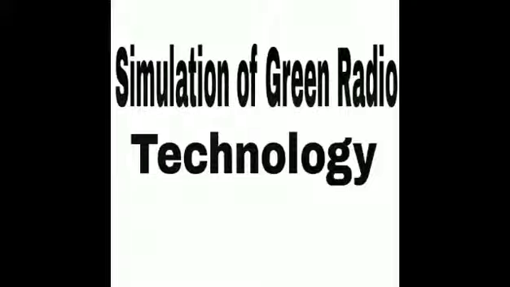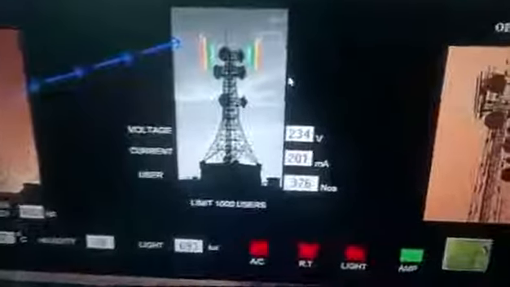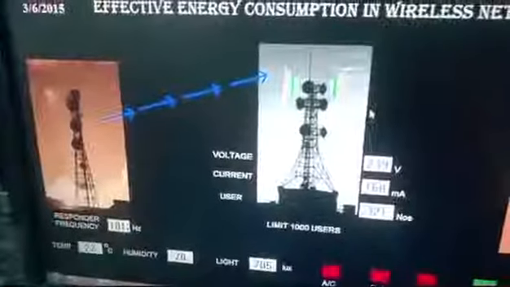Now we will be seeing the simulation of the green radio technology. The responder frequency is now released. Using a low capacity load, a bulb, the switching on of a tower is depicted. Power is obtained as a product of voltage and current, and accordingly the user density is calculated. We can see the user limit is below 1000 and therefore the previous tower does not switch on the next tower.